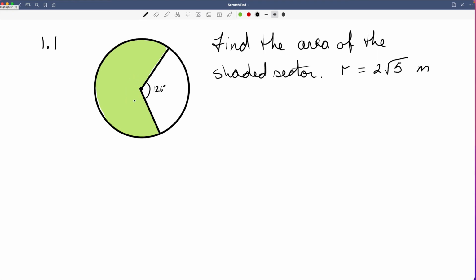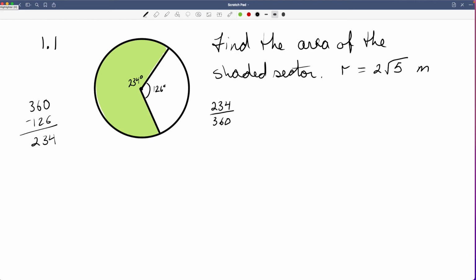We are not given the degree measure here, but we know how to find it. We know that a circle is 360 degrees, and if we subtract this degree measure, then we come up with 234 degrees for the green section here. So I'm going to write that just so we have it, 234 degrees right here. Now we can find the percent, and the way we find the percent is we just divide 234 divided by 360.